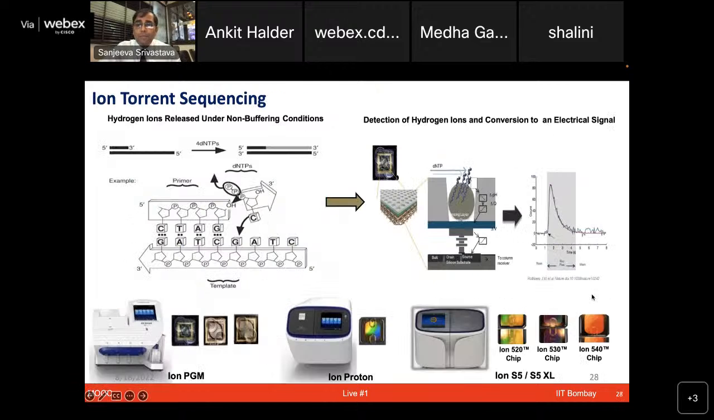So from the lab, now Ayushi is going to take this session about Ion Torrent sequencing, and she's also going to show you this instrument and very briefly give you a demonstration of that. Ayushi, over to you now.